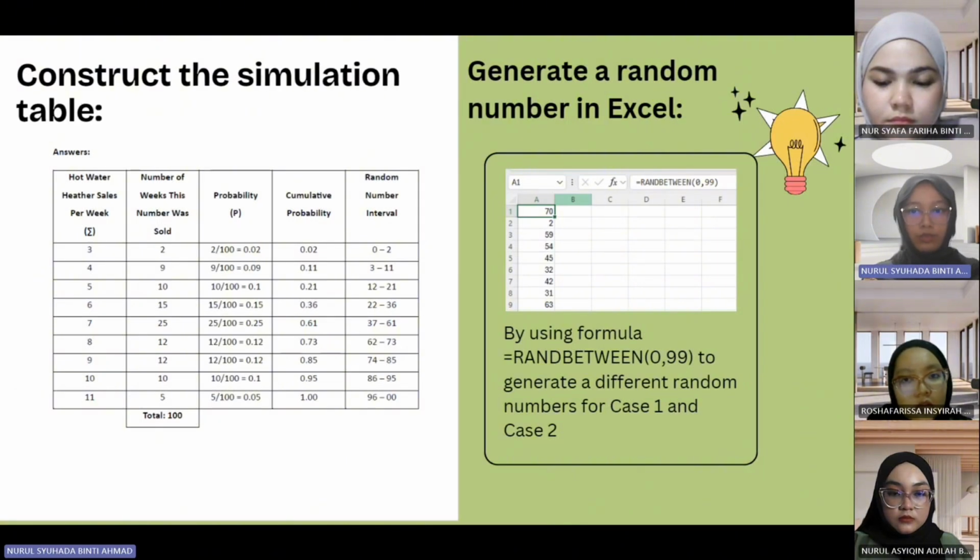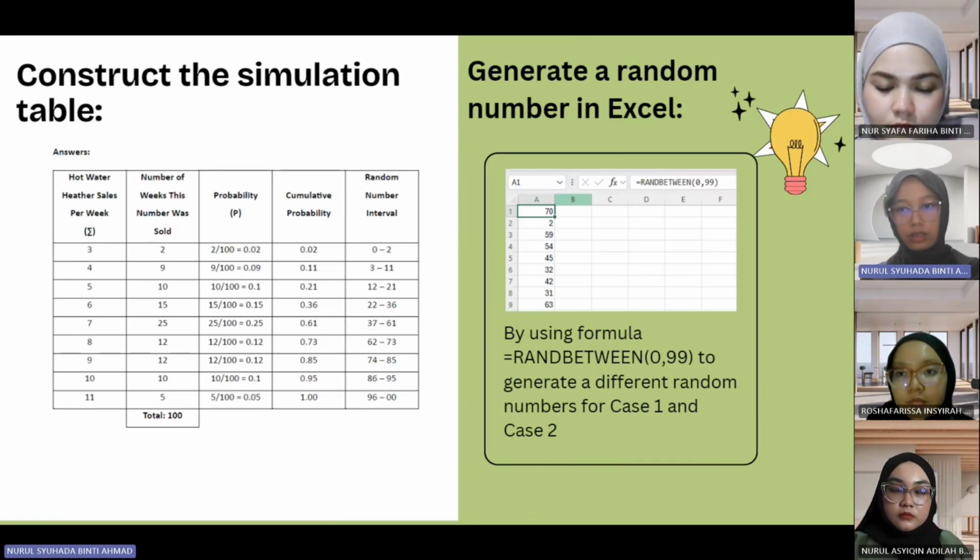First of all, before we simulate the number of stock outs, we need to construct the simulation table, for which we need to calculate the probability, cumulative probability and random number interval. After we construct the simulation table, we use a formula to find a random number using Microsoft Excel.